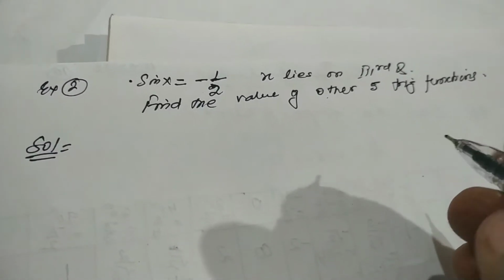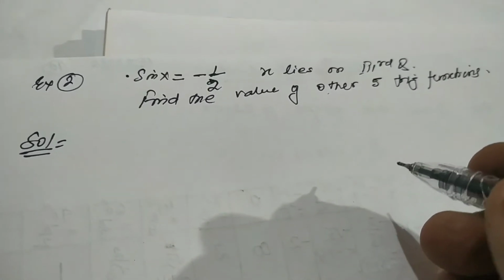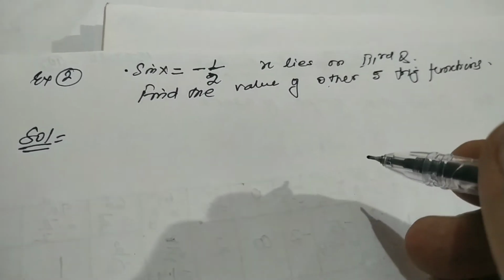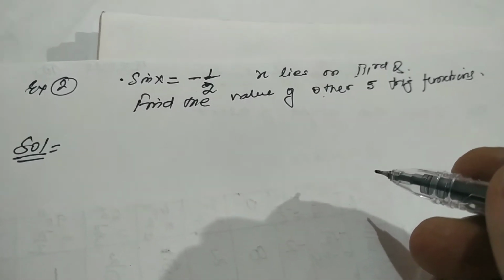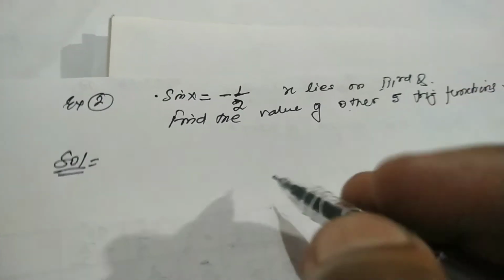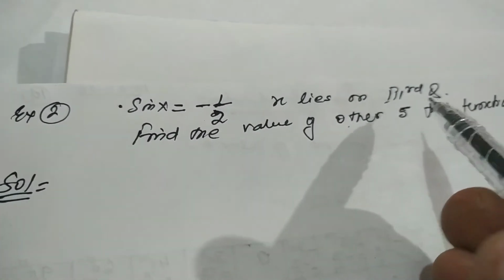In previous sessions we have drawn some graphs of trigonometric functions, identities like tan x, sin x and cosec x. And students, today we will solve problems like this one. sin x is equal to minus 1 by 2 and x lies in the third quadrant.